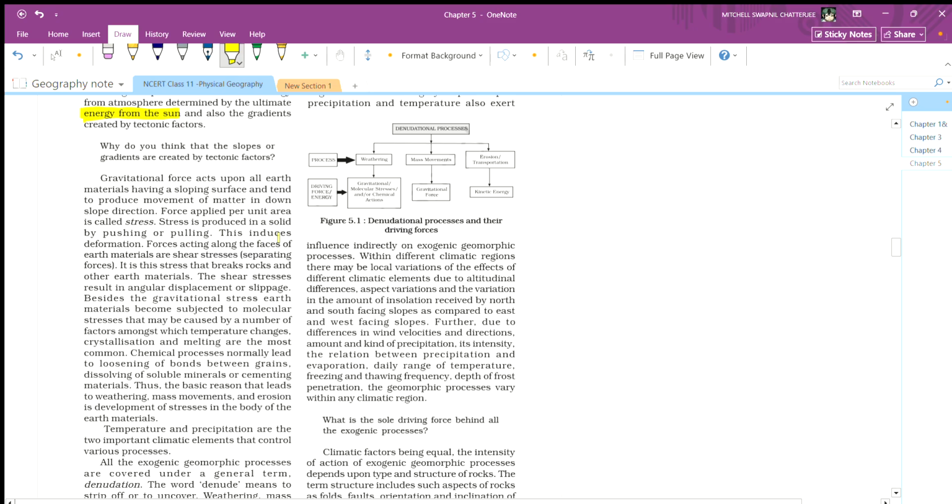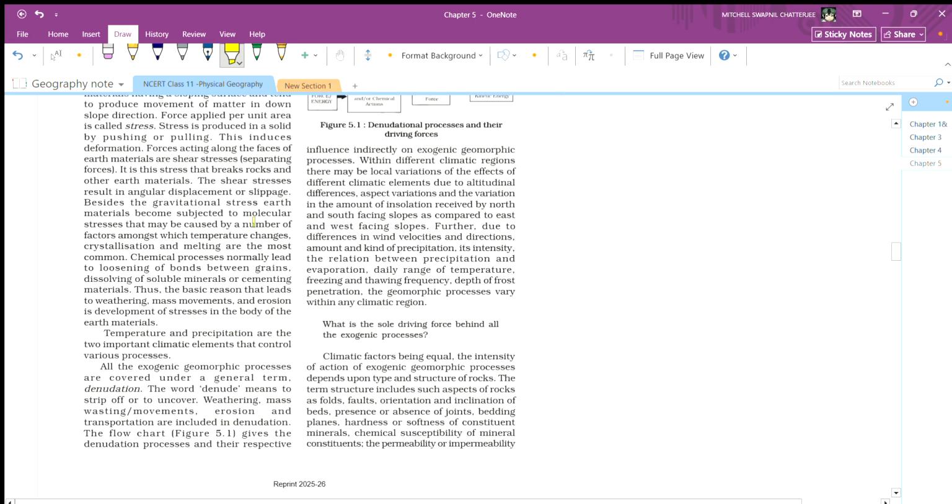Stress is produced in a solid by pushing and pulling. This induces deformation. Forces acting along the face of the earth material are shear stress, separating forces. It is the stress that breaks rocks and other materials. The shear stress results in angular displacement or slippage. Besides the gravitational stress on earth material, this is too much, sciencey.